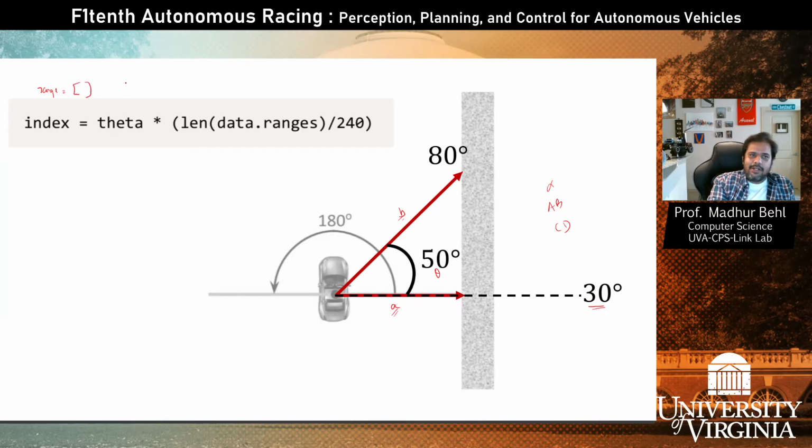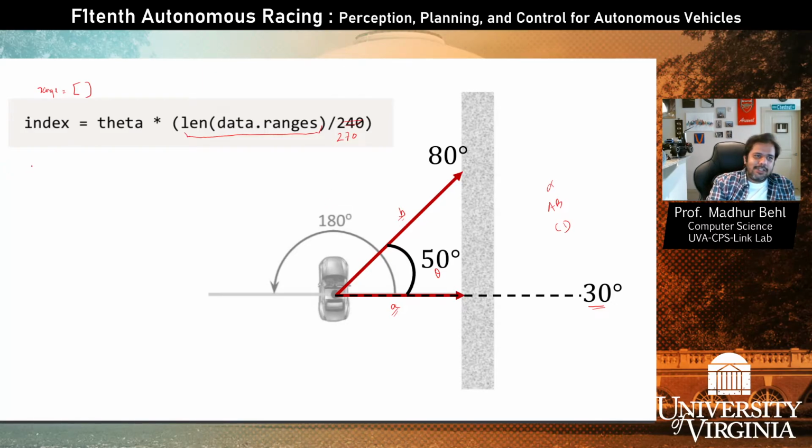Let's say the number of values in this array is given by the length of the ranges. So what is the per unit index? It is the total length divided by the number of values, or the field of view of the array itself. So this should actually not be 240, but let's say 270, because that's my field of view.